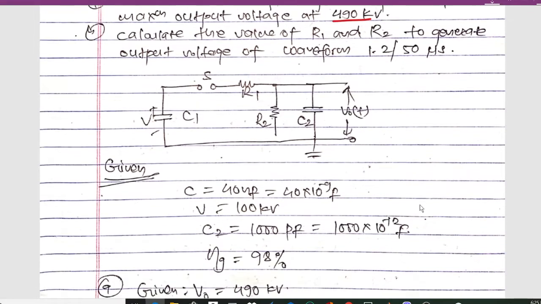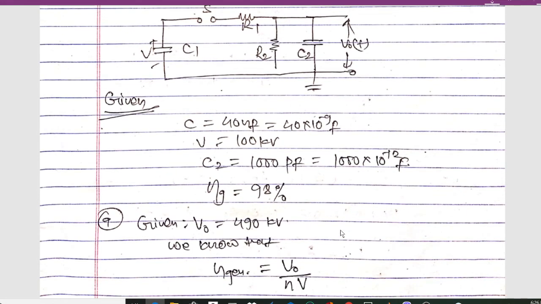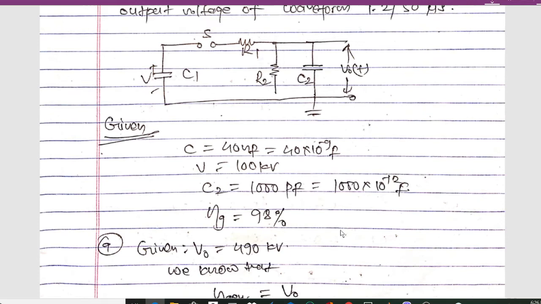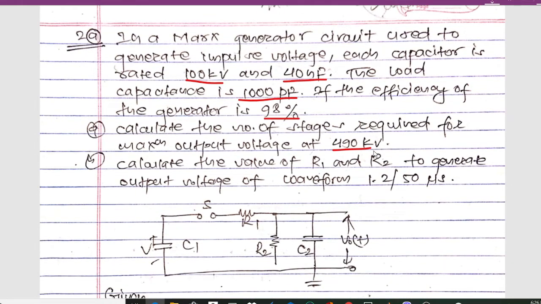And here we have given the values of C, V, C2 and the generating efficiency. So the value of C is 40 nanofarad. Similarly, V is given as 100 kilovolt. Similarly, the load, that is C2, is given as 1000 picofarad, and the generating efficiency is 98%. Also V naught is given as 490 kilovolt; the maximum output voltage is 490 kilovolt, given in the question.